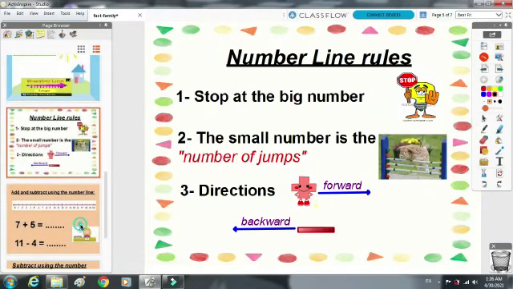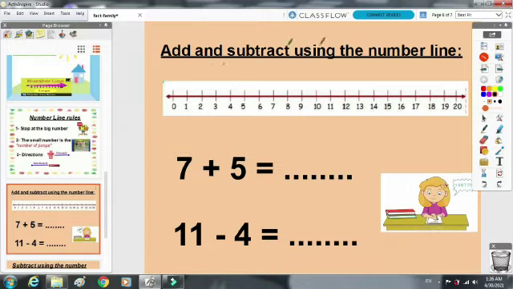Let's see some examples. Add and subtract using the number line. Here I have the number line starting from 0 and going on with numbers. The first example is 7 plus 5. I have here an addition sentence, so I will see where the bigger number is and I will stop at it. I have here 7 and 5, the two addends, so I will stop at 7, which is the bigger number, and the small number, which is 5, is the number of jumps.